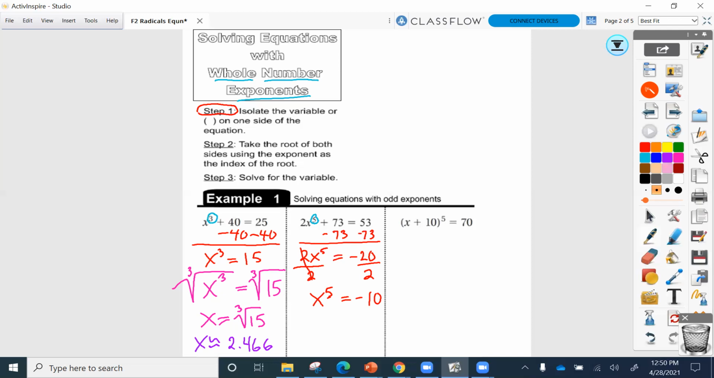So now we're going to take the 5th root of both sides. I'll show that as a separate step.